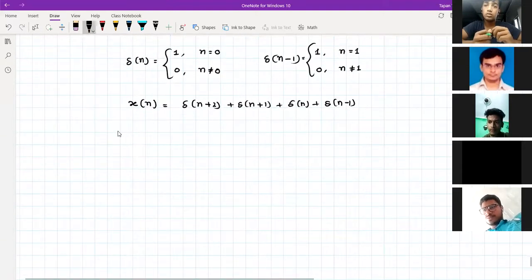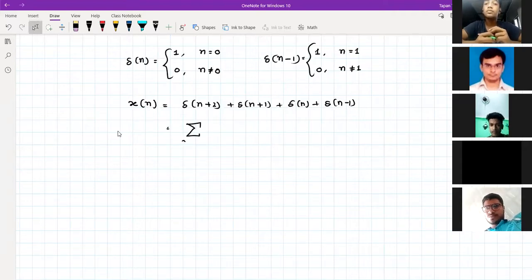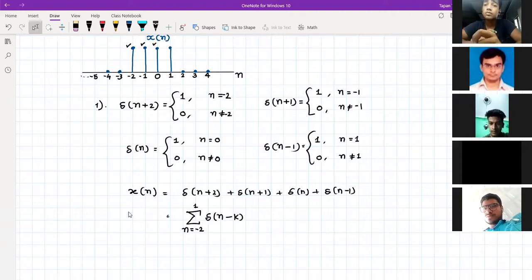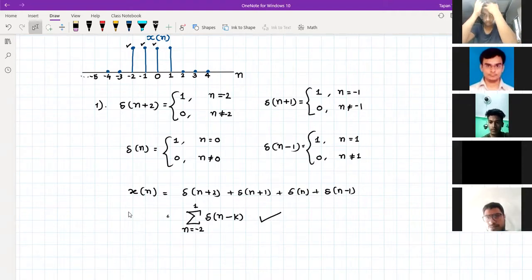Or I can write this as an appropriate mathematical function, which is the sum for k from -2 to 1 of delta of n minus k. So if you put k is equal to -2, you will get delta of n plus 2. Now this is coming out of experience, so don't try this at present, but you can certainly write like this.